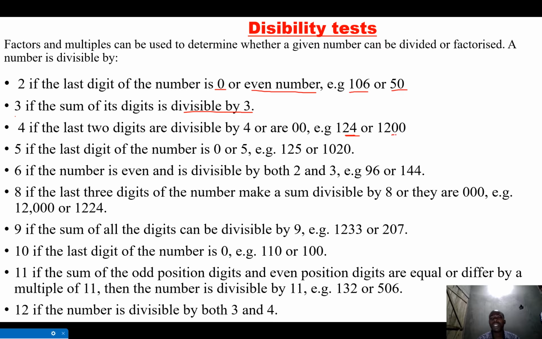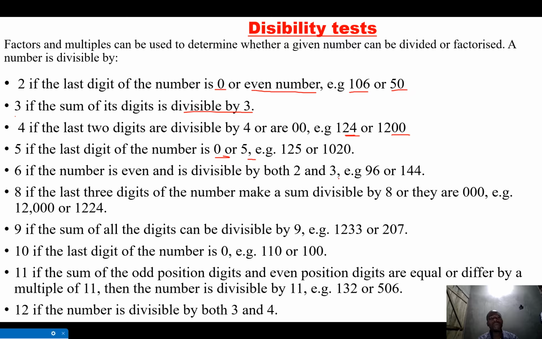So long as a number ends with 2 zeros, it is divisible by 4. A number is said to be divisible by 5 if the last digit of the number is either a 0 or 5. So an example, so long as you end with a 5 or a 0, you have a number divisible by 5. If the number is divisible by 6, that number is even and is divisible by both 2 and 3.